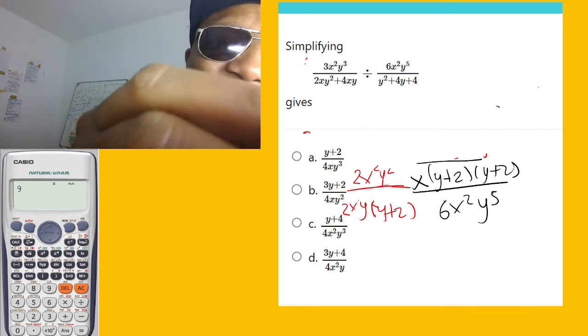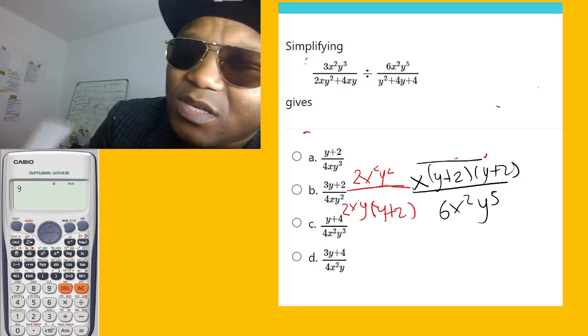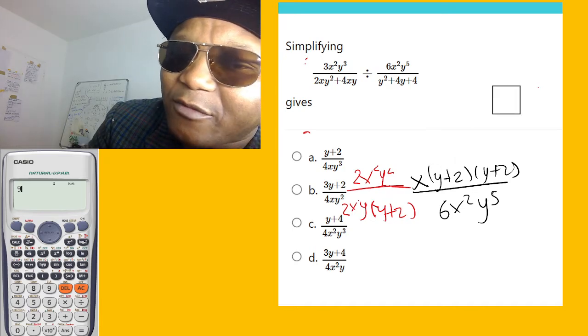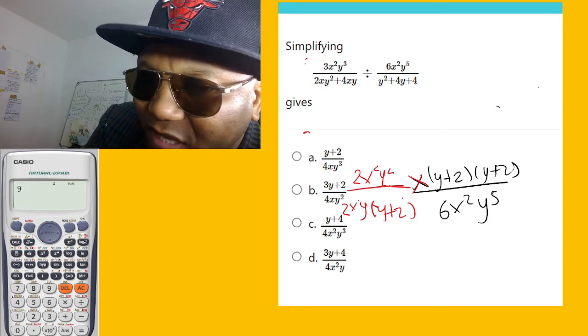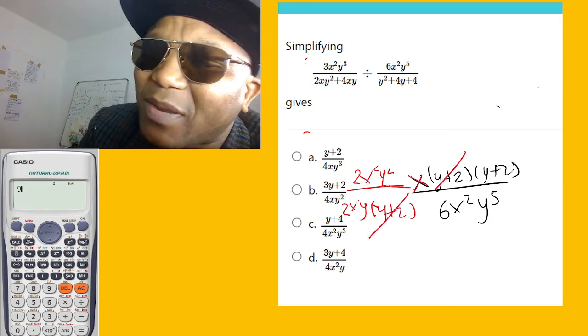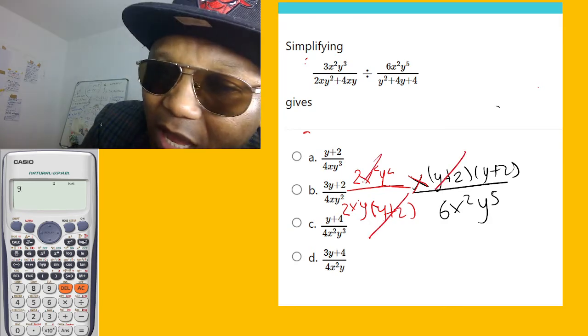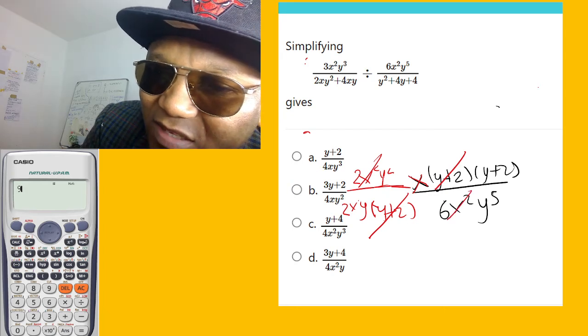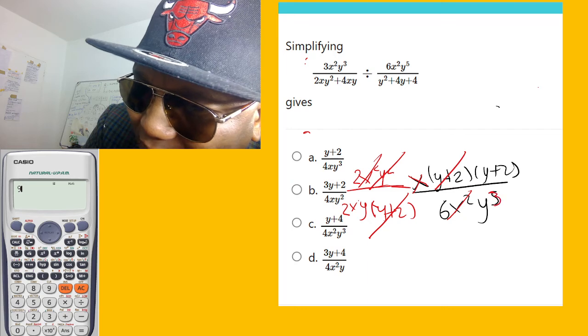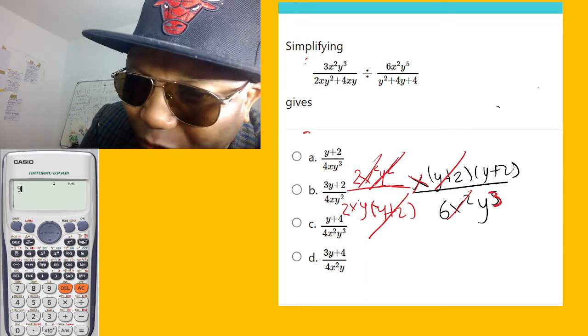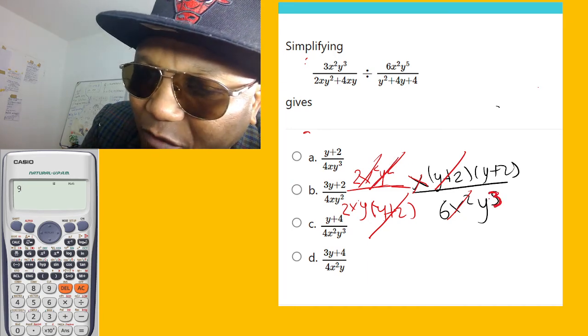Now let's look for anything common on top and bottom. Since there's a multiplication here, we can cancel common things. Y plus 2 cancels the y plus 2 because they're the same thing. X squared cancels the x squared. Then y squared: from y to the power 5, if you remove y squared, you're left with y cubed, because from 5 you remove 2, it's 3.